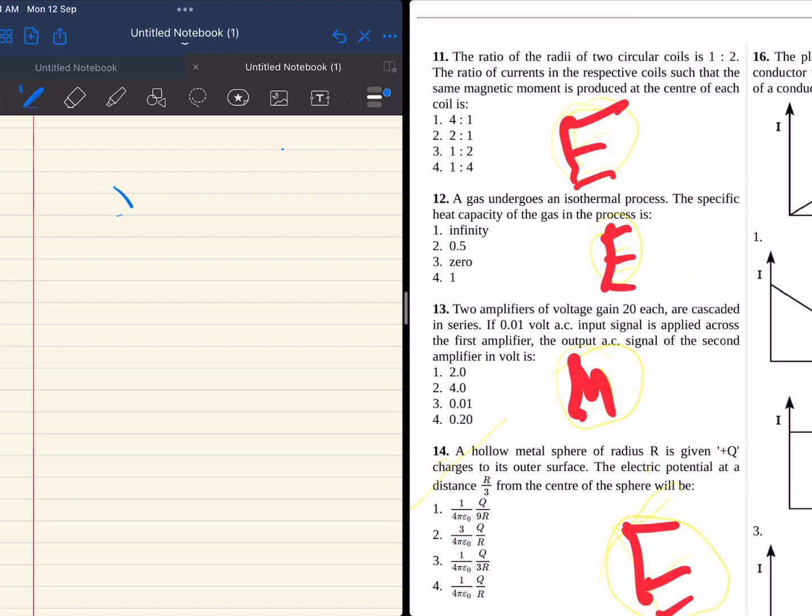If the ratio of the radii is 1:2, area is proportional to radius squared. So the area ratio will be proportional to the ratio of radius squares, which will be 1:4. So that's the ratio of the areas. Since I times A is constant, if the area increases, then the current should decrease. So the current ratio will be the inverse of the area ratio. So the current ratio should be 4:1.